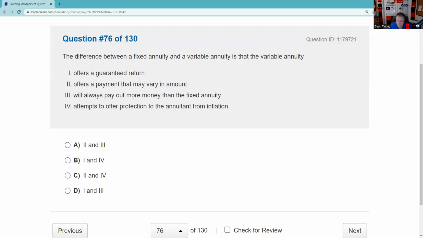They offer a payment that may vary. Offer a guaranteed return? No, you don't use the word guarantee. That would be fixed annuity. I need something without one. So that means I'm taking 2. Offers a payment that may vary in amount. Yep. 3, always pay out more money than the fixed annuity. We don't know that because you have investment risk. Yeah, they have more inflation protection than the fixed annuity. I don't like that, but better than a fixed annuity. Not better than common stock, but 2 and 4.